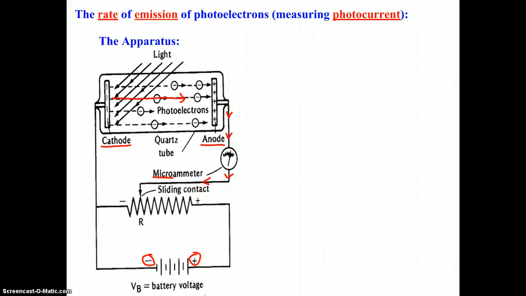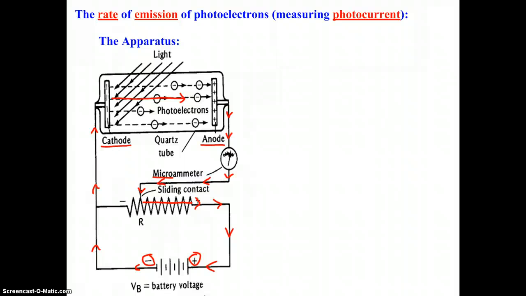And electrons continue on through the circuit and go to the positive terminal of the battery. The battery does work, puts the electrons back on the negative terminal, which puts the electrons back on the negative plate, and the process continues. So this is how this apparatus measures what is called photocurrent, or in other words, it's measuring the rate at which electrons are being ejected from that metal. Okay, pretty ingenious little apparatus.